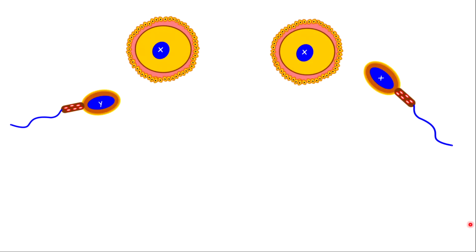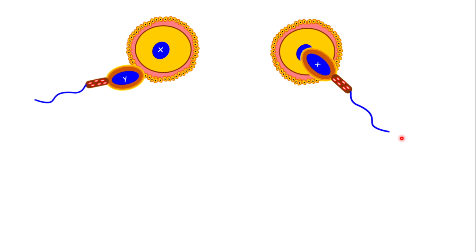Let's look at this other example. You have two egg cells and two sperm cells, but in this case, one of the sperm contains a Y chromosome and the other sperm cell contains an X chromosome. Now, what will be the possibility? Think about it. Yes, if you're thinking a boy and a girl, then you're absolutely correct.